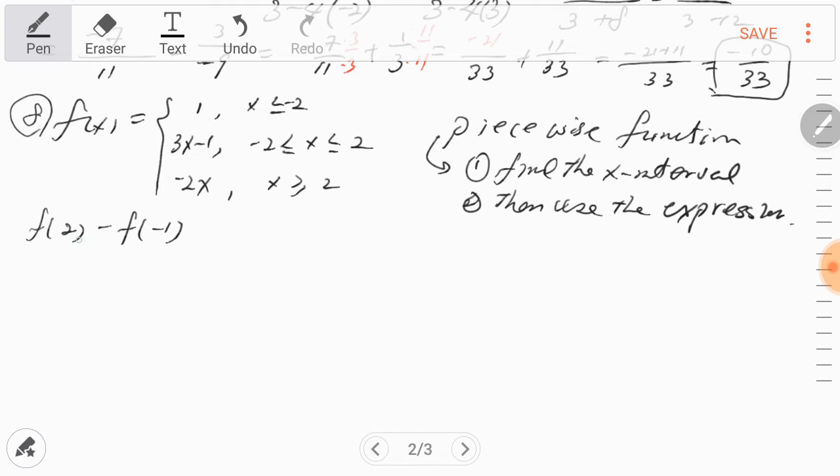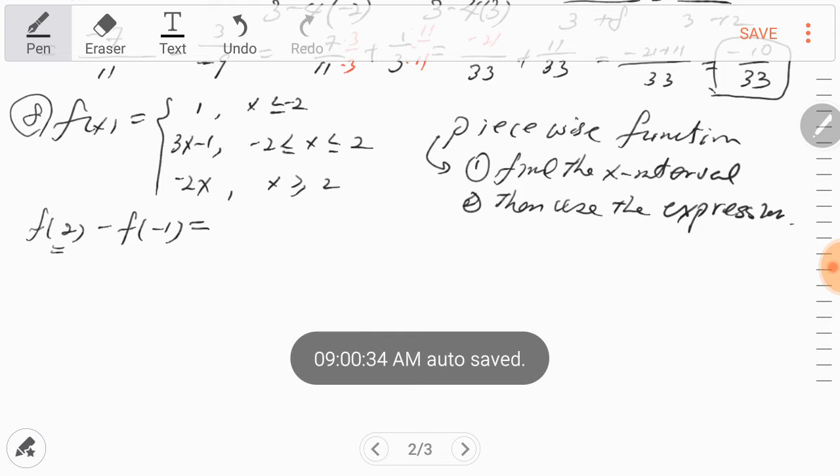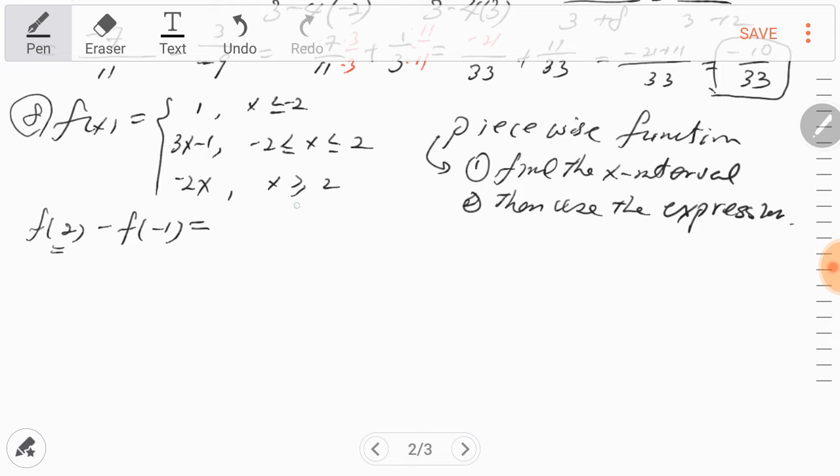So f of 2. Okay, f of 2 means the input is 2. Then the input 2, it belongs to where? Okay, x belongs over here, the third equation, right? If x is greater than or equal to 2, then we can use this expression. So since the input value is 2, which is the x value, it belongs to this category, right? This one is just less than.